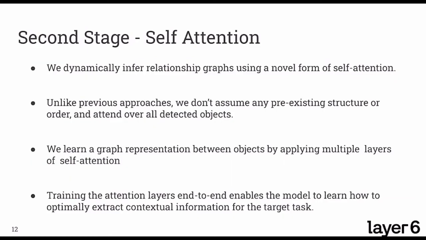We use a novel form of self-attention where we use a transformer-based encoder to encode contextualized box features. To do so, we first form the detected bounding boxes as a sequence, and then we apply the transformer encoder upon that. The output from the final layer of the transformer encoder is regarded as the contextualized box features for each box, since it has gathered information from all the other boxes in the same scene. Training the attention layers end-to-end enables our models to learn how to optimally extract contextual information that has been beneficial to this syngraph generation task.